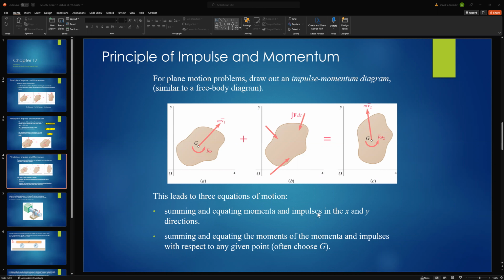So hopefully you can see that's the only difference between the two: we're just using I instead of mass, omega instead of velocity, moment instead of force, time is the same, and then you end up with the same thing. So it's the same process. It's just going in a circle.